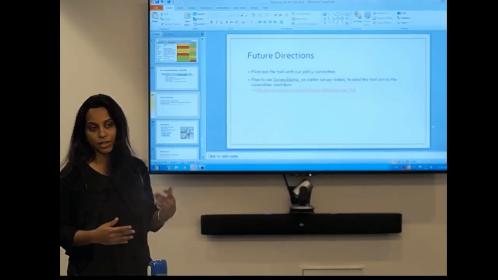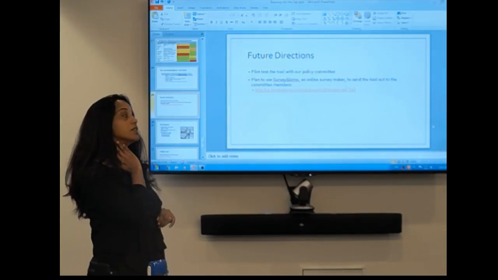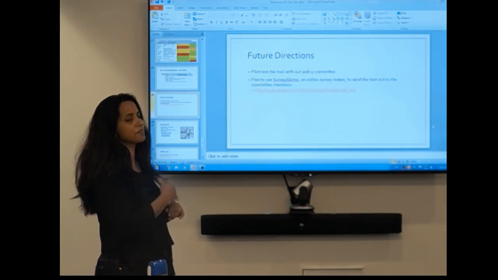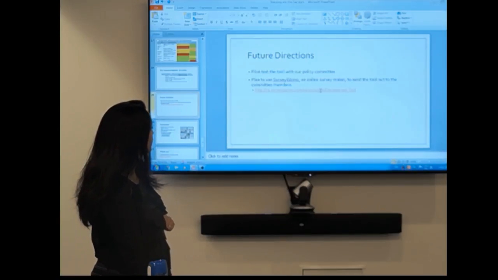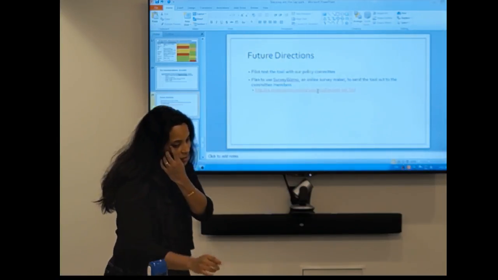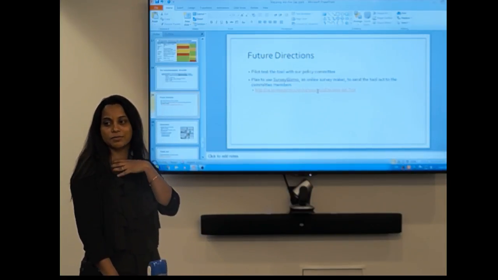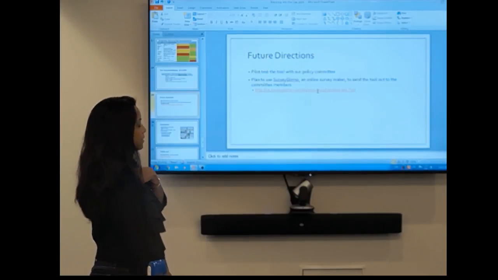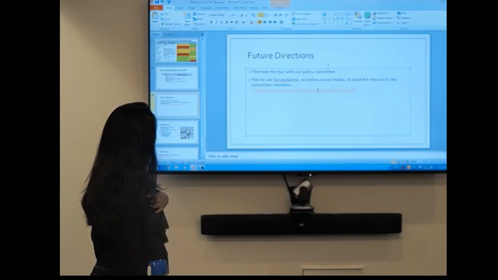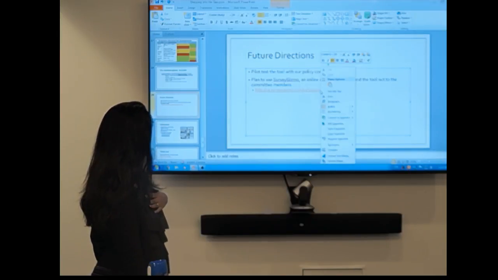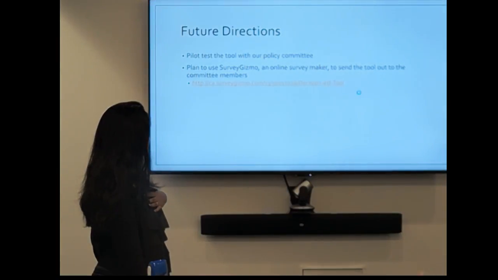So our future directions are we are going to pilot this for our next report, and we are planning to use Survey Gizmo. I don't know if any of you have ever used this, but I thought it was very handy because the MUHC has an account. Can you control? Oh, okay, it's not doing anything. Oh, it doesn't work.